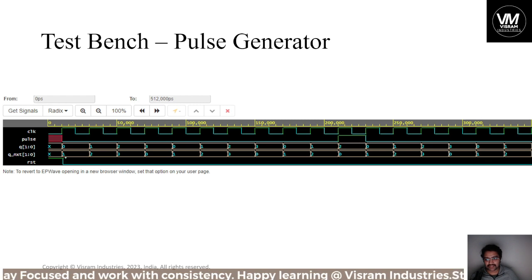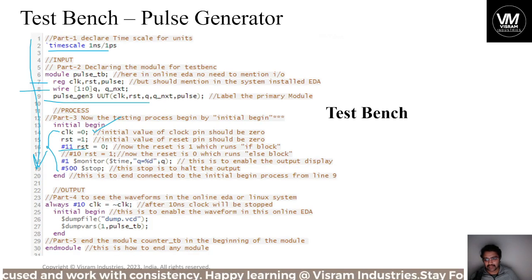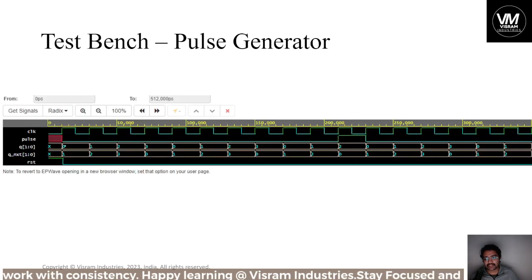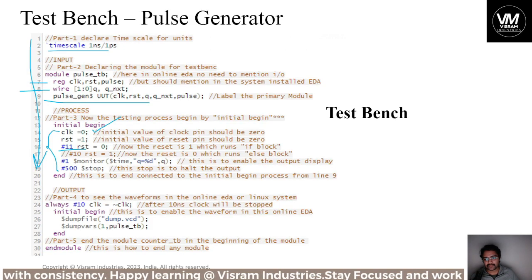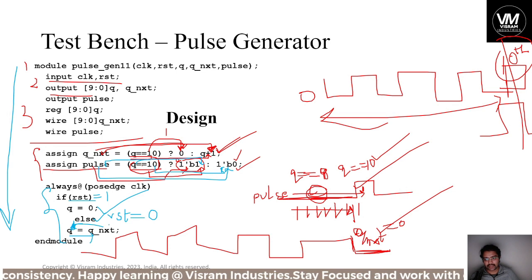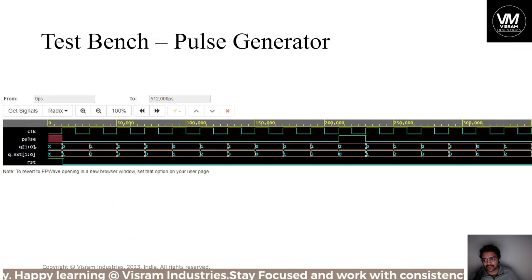When the reset is 0, what happens? Q will be displayed, but what is the functionality of Q? If reset is equal to 0, Q will be Q next. So Q will be Q next. So 1, that comes from this: Q is equal to Q next.